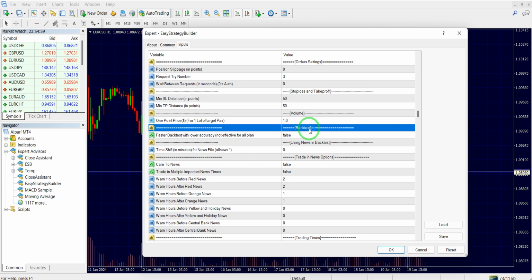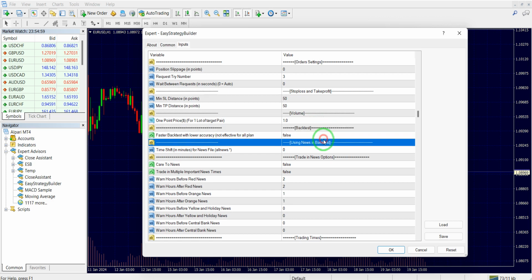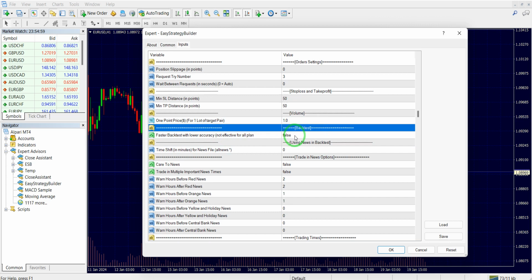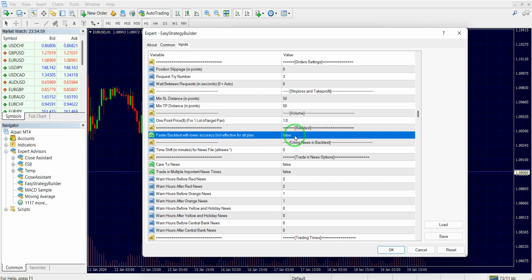ESB supports the backtest for the news data. This is the only expert on the market that supports the backtest on the news data. Also for the backtest, you can tell the ESB to do a faster backtest here, but it is not that accurate. ESB tries to remove some of the extra calculations to be a little bit faster.